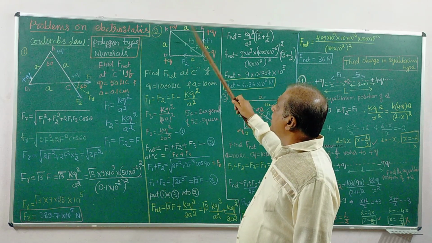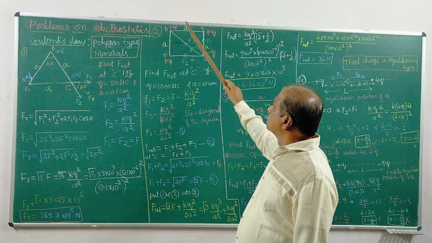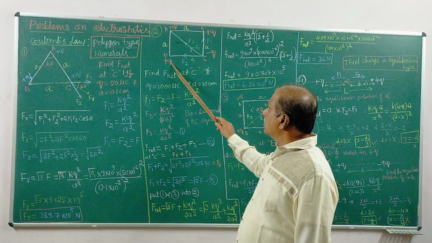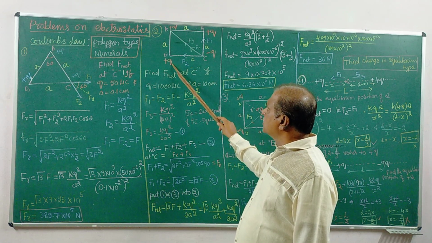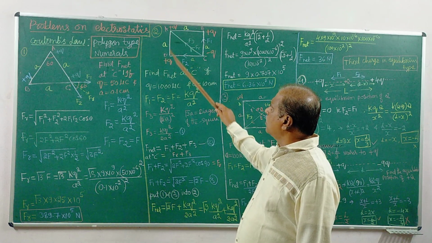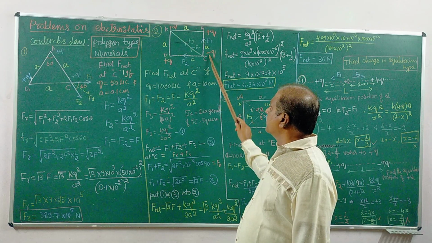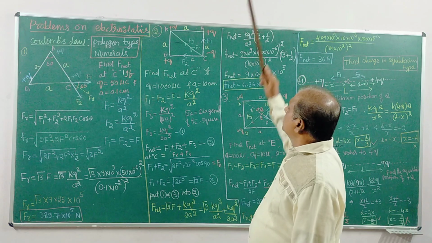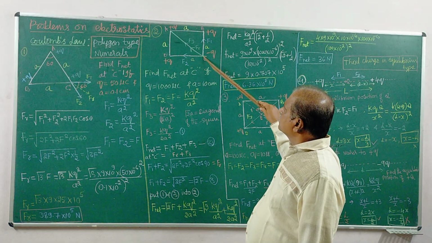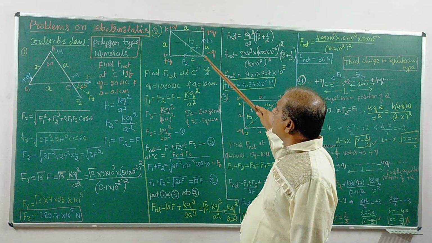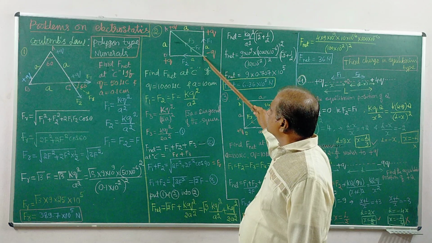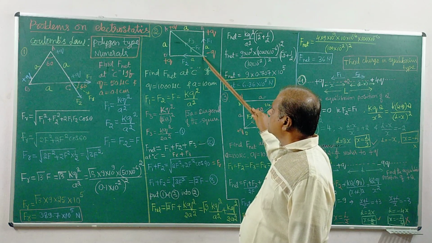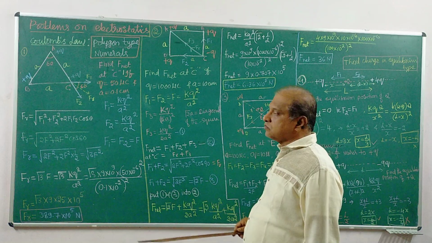The arrangement of the charges is plus q, minus q, minus q, plus q. The magnitude of the charges remains the same. Here all these carry plus, these carry minus. That is the only difference. So now the problem asks, what is the net force acting at this point, that is on this minus q, at this point C?